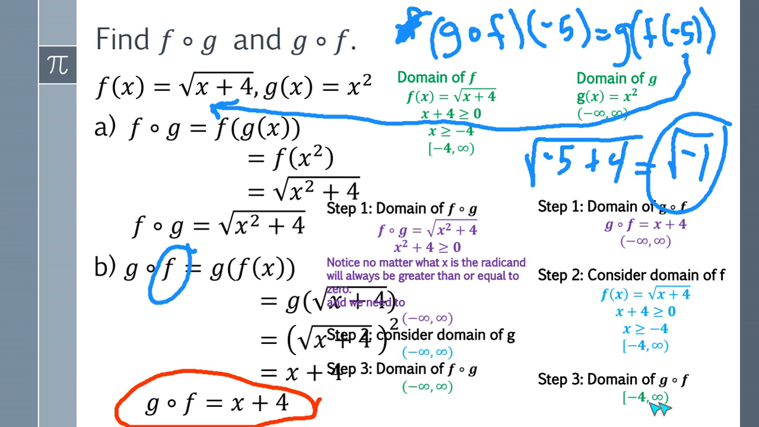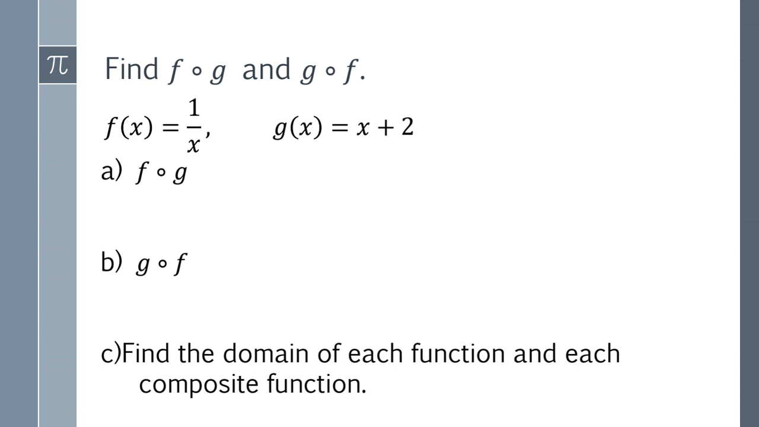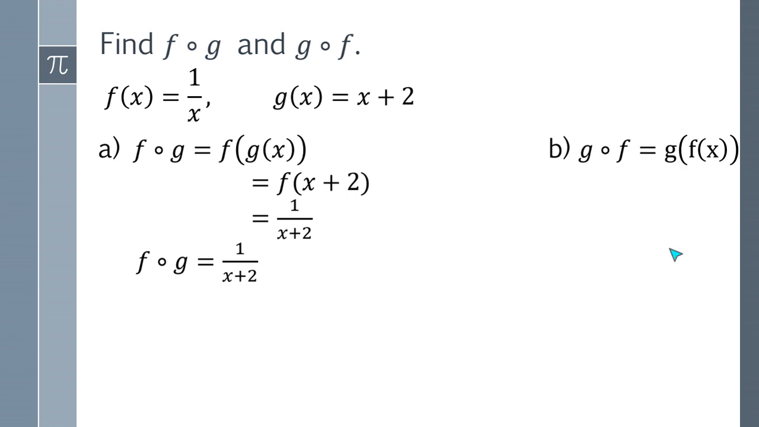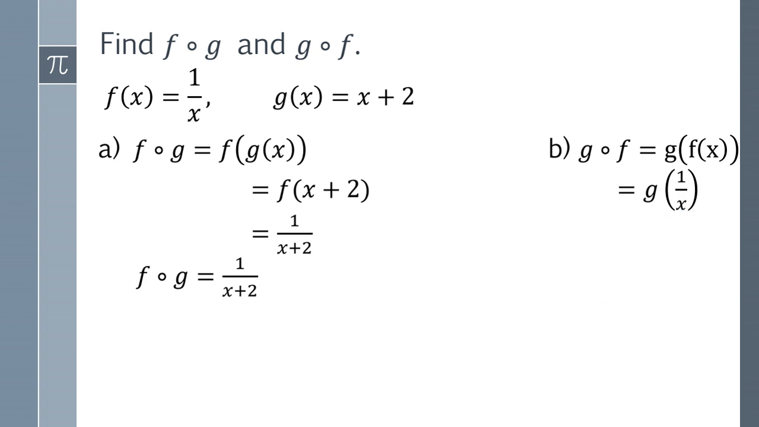Okay. All right, let's try one more just to make sure. So f composed of g, we can write as f of g of x, and then g of x is x plus 2. I'm going to substitute that in for x, so we get 1 divided by x plus 2. For g composed of f, we get g of f of x. f of x is 1 over x. I'm going to substitute that in for x, so we get 1 over x plus 2. And so that's my composition.